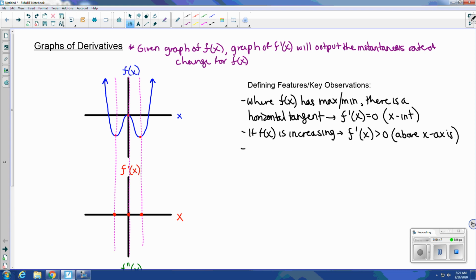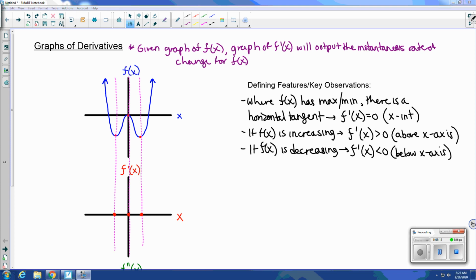If f of x is decreasing, then we know that f prime of x is less than 0, because the rate of change would be negative, and visually, that would be below the x-axis. So in the regions where I see f of x decreasing, I expect to see the graph of f prime to be below the x-axis.